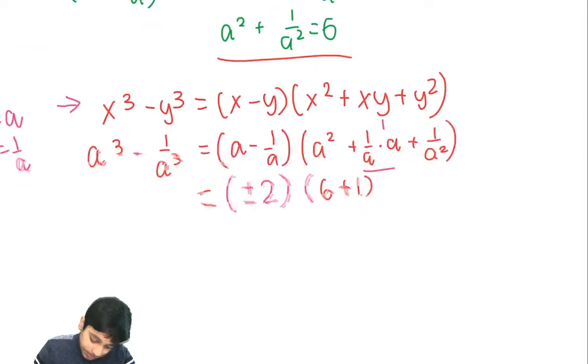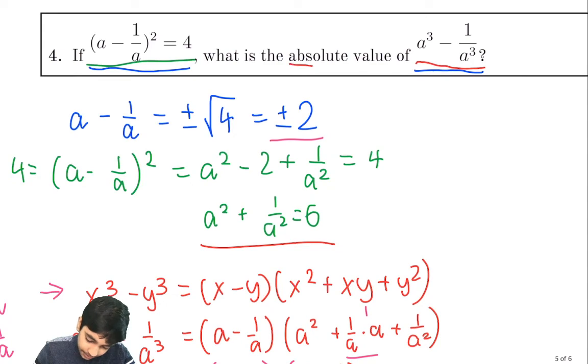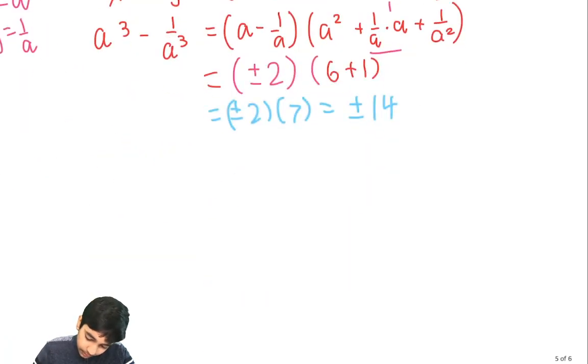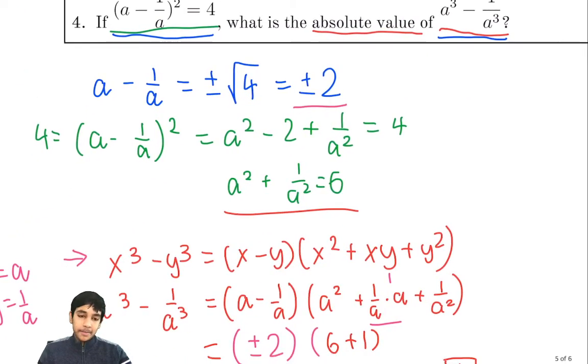So this is just going to be equal to plus or minus 2 times 7, which is plus or minus 14. But then we want to find the absolute value, so we know it just has to be 14. So 14 is the answer, and that's it for this problem. This problem was really smart, in my opinion. It came from MathCounts Nationals.